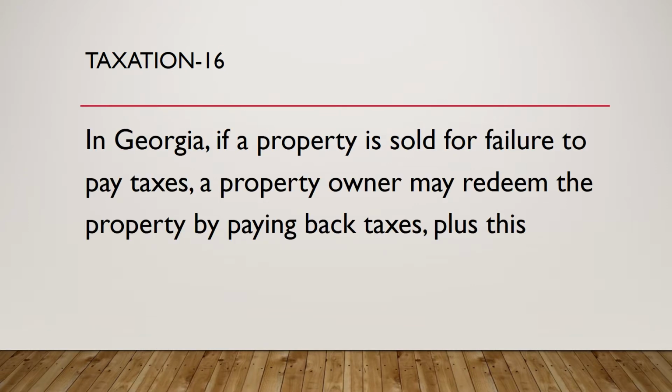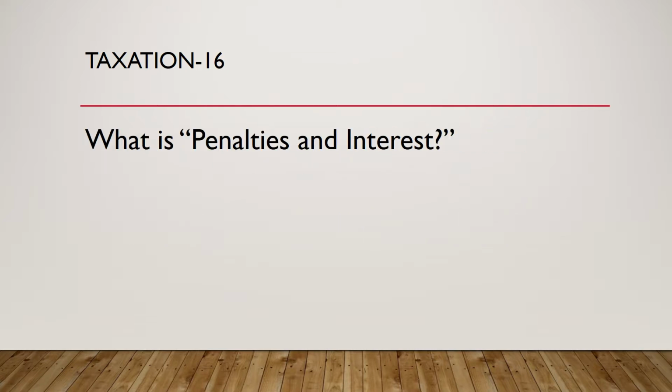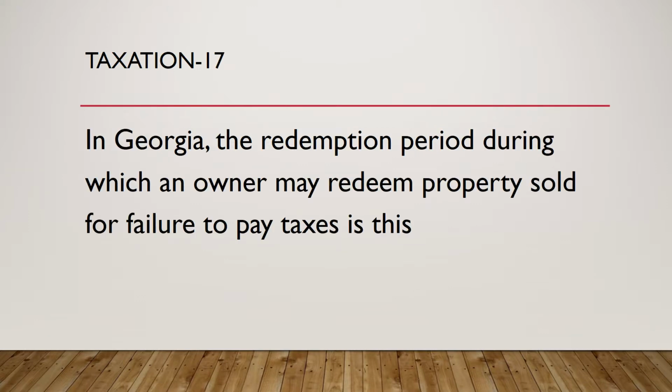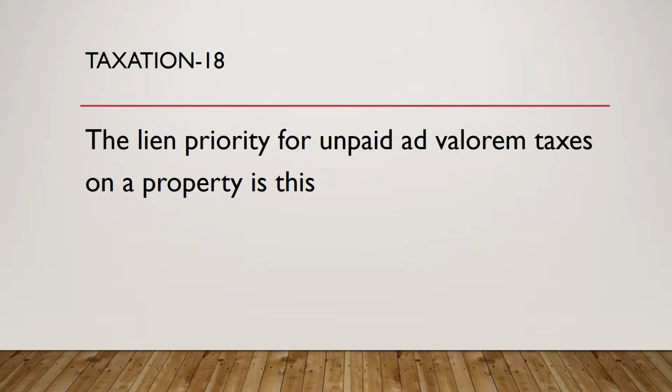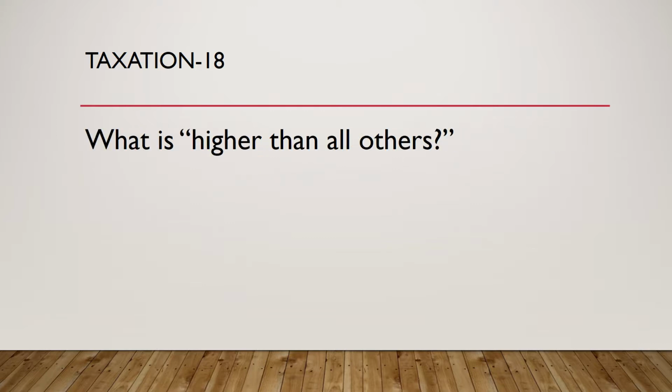Question 16. In Georgia, if a property is sold for failure to pay taxes, a property owner may redeem the property by paying back taxes plus this. What is penalties and interest? Question 17. In Georgia, the redemption period during which an owner may redeem property sold for failure to pay taxes is this. What is 12 months? Question 18. The lien priority for unpaid ad valorem taxes on a property is this. What is higher than all others?